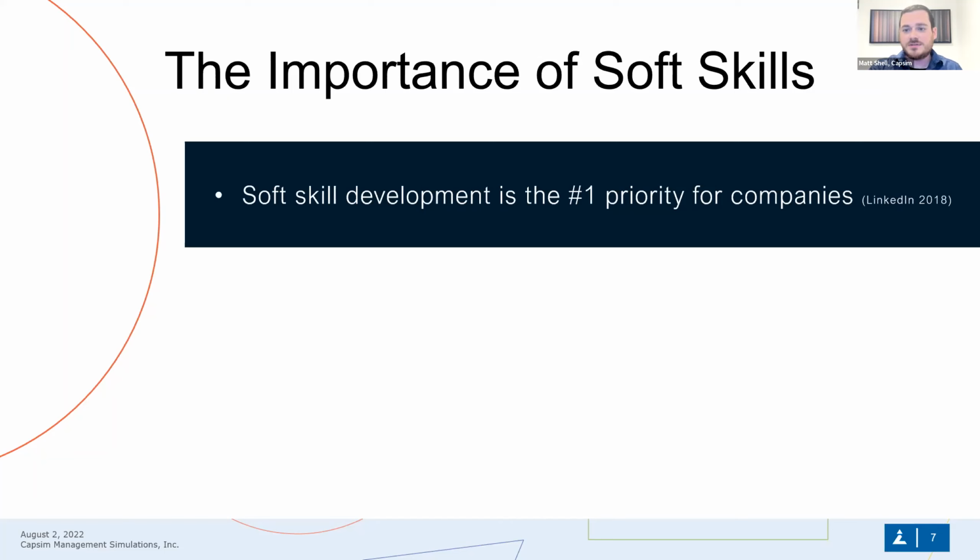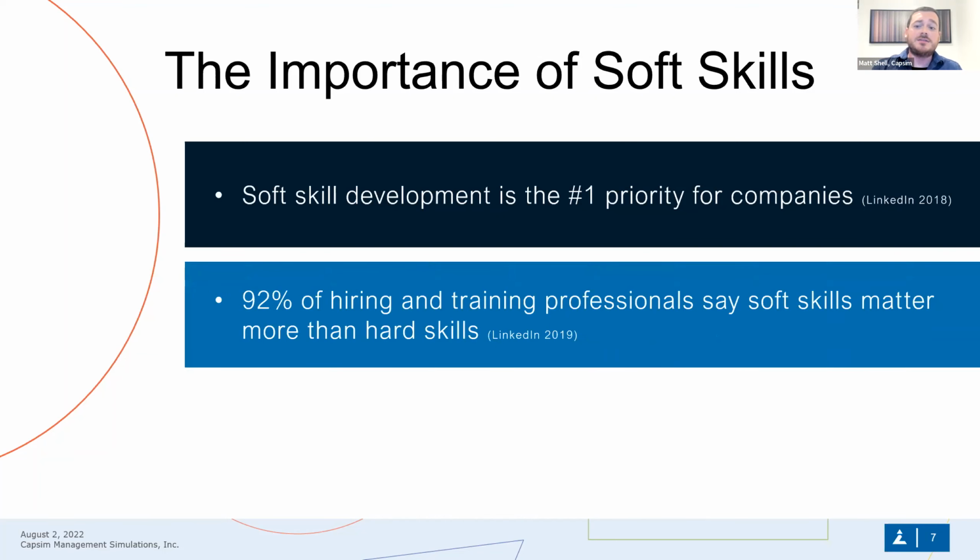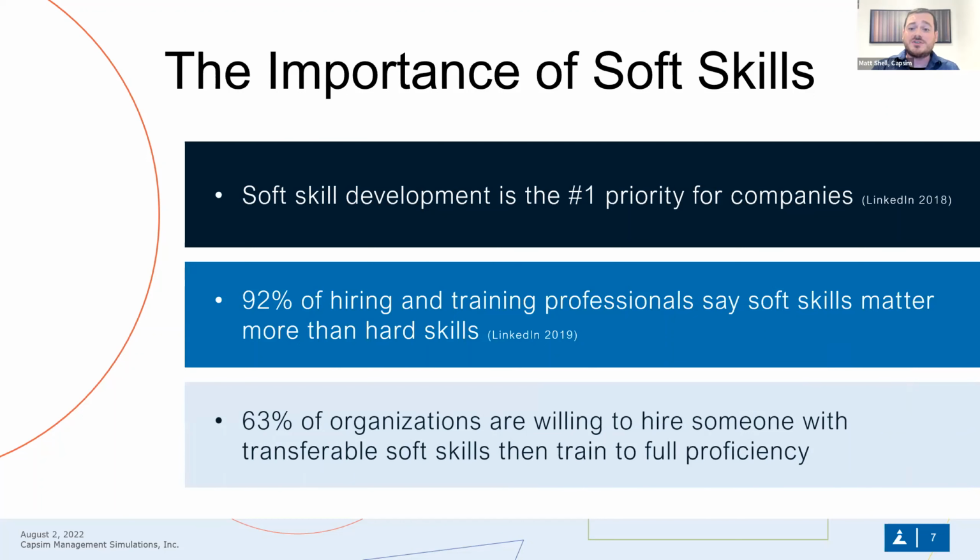But I would say what's new here is that companies are now even saying that having effective soft skills is now just as important, if not more important, than technical knowledge. In fact, LinkedIn's 2019 learning report found that 92% of hiring and training professionals say soft skills matter now more than hard skills. And to take it a step further, 63% of organizations in that same learning report are willing to hire somebody with transferable soft skills and train them up to full proficiency rather than putting the onus on technical knowledge alone or primarily.